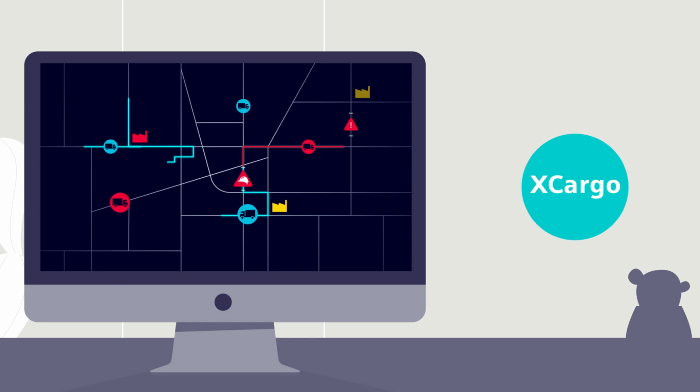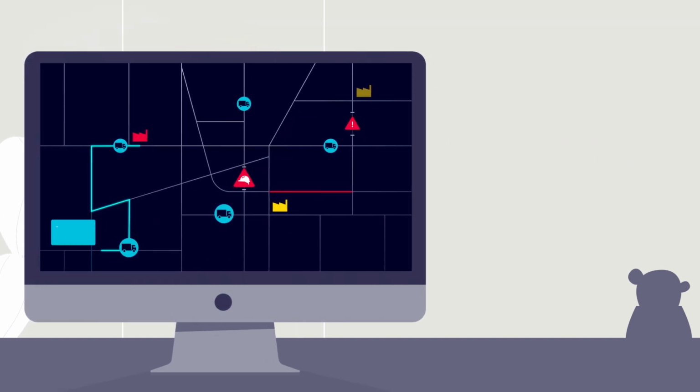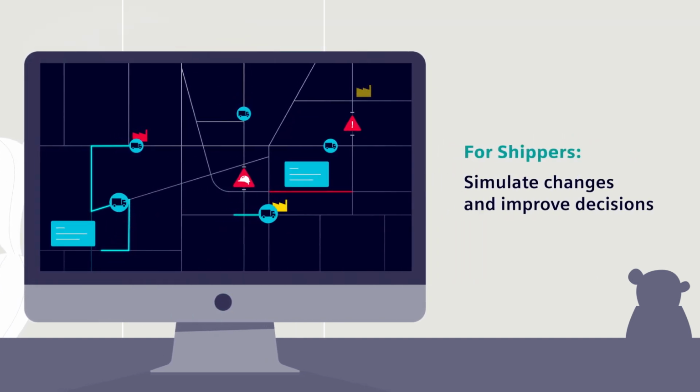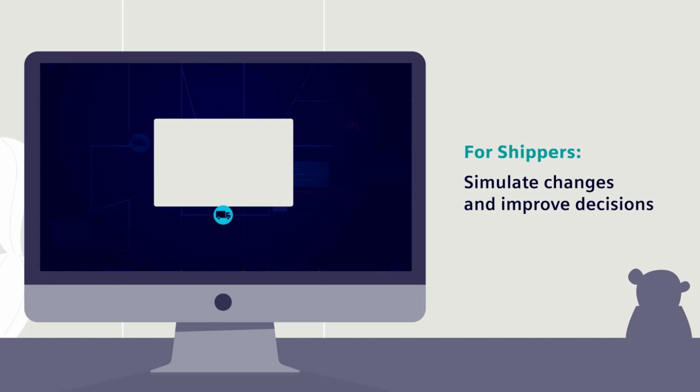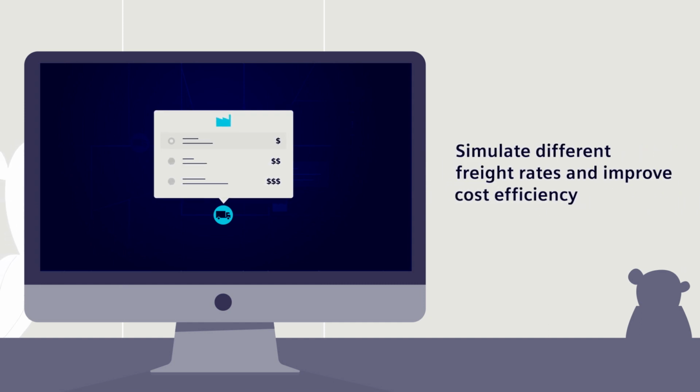XCargo from Siemens Digital Logistics works like a Swiss Army knife for your logistics network, giving you all the tools you need in one easy-to-use place. For shippers, XCargo keeps everything in view, enabling you to not only keep track of your system, but simulate changes and how they may affect it. And throughout the entire process of bid calls, XCargo enables you to simulate different freight rates on the same shipment to find the most cost-efficient service provider.